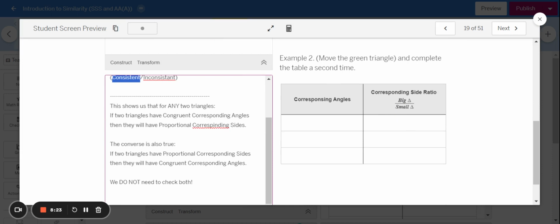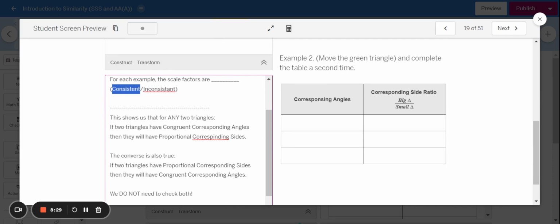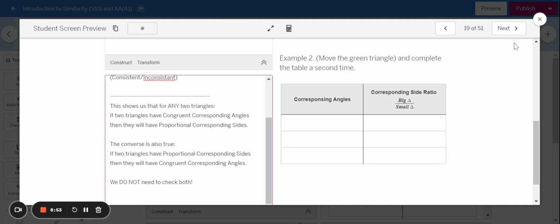What this is supposed to show you or give you a chance to notice is that with any two triangles, if the corresponding angles are congruent, then they're going to automatically have proportional corresponding sides. Okay, the converse is also true. We didn't explore that really, but the converse is also true. If two triangles have proportional corresponding sides, then we can guarantee that the angles will be congruent. We do not need to check both. That's the moral of the story here.